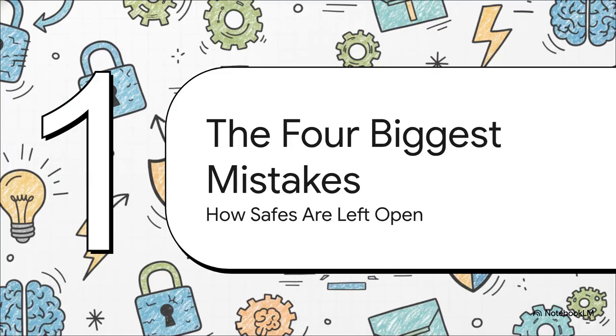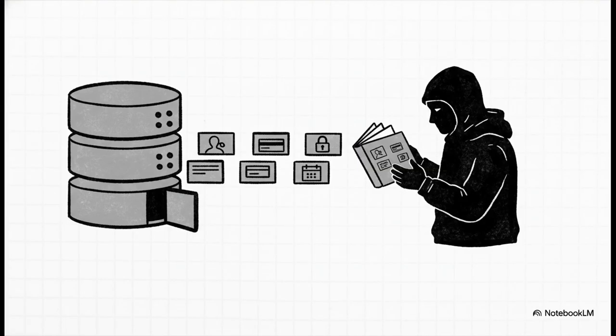Now, what's really wild is that most of these catastrophic failures actually boil down to just a handful of surprisingly common and pretty basic mistakes. So let's break down the 4 biggest ways that people can accidentally leave that digital safe wide open. First up, the most obvious error of all, using no lock at all. This is when an app stores your password, your credit card number, or any other sensitive info as just simple, readable text. If a hacker manages to get into that database, there's no backup plan. It's all just sitting right there for them, completely exposed.